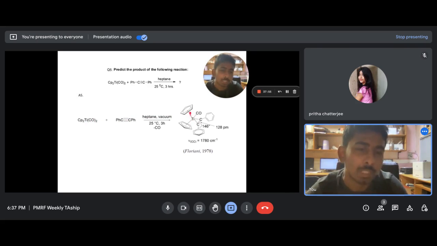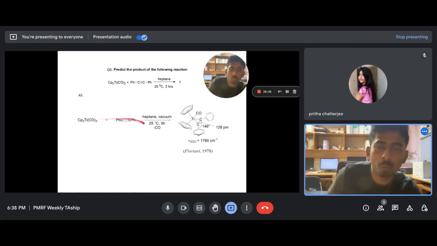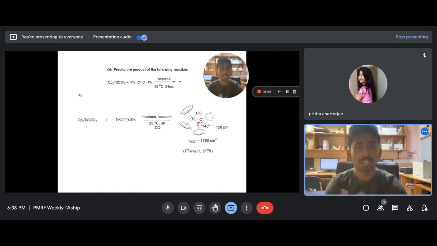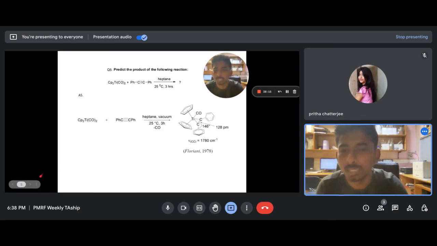So it is a d0 system. So 6 plus 6 is 12, 12 plus 2 is 14, and with these 2 electrons, 16. So this is a 16 electron compound. From an 18 electron compound we are going to a 16 electron compound. A 2 electron reduction is taking place here. That's why this is a specific example.